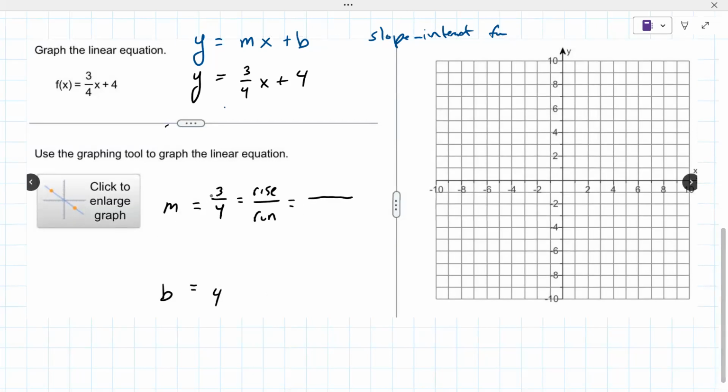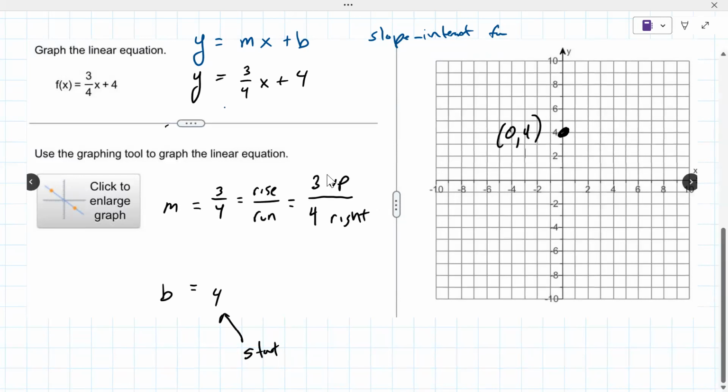But anyway, the top number is the up or the down. Since it's positive, it's three up. The run is always to the right on the bottom. All right, so this is good. The b value is 4. This is where you start. You start at the origin and ask, where is 4? 4 is right there, at the point (0, 4).